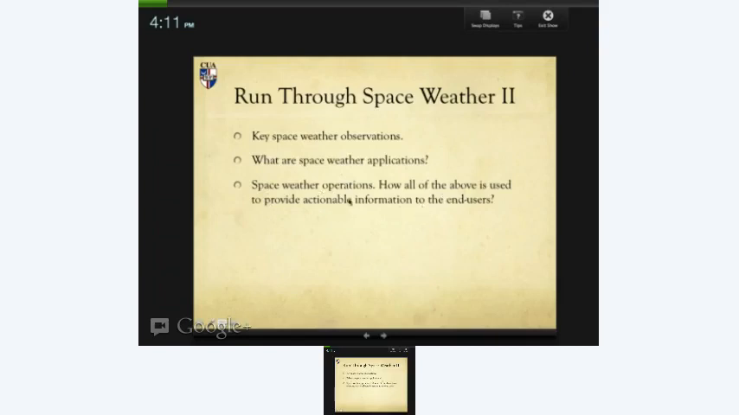So how observations and these applications are used to provide actionable information to the end users. And I will definitely try to drill down the very great importance of this term, actionable information. You have to have actionable information in order to provide something to the end user that he or she can use to actually take some action. Okay, that's really one of the ultimate goals of space weather activities, to have the capability to provide that kind of information for your customer. Okay.